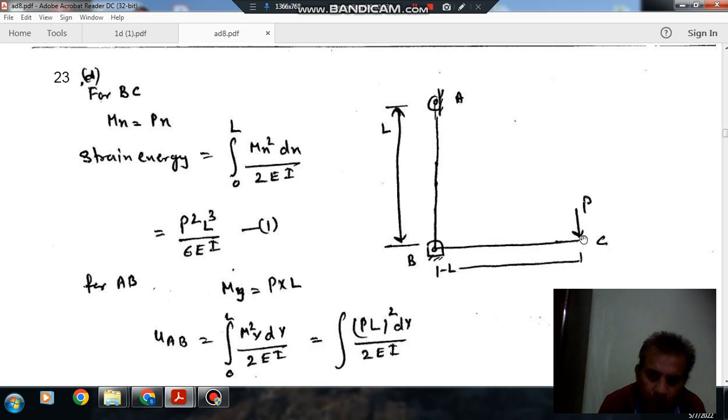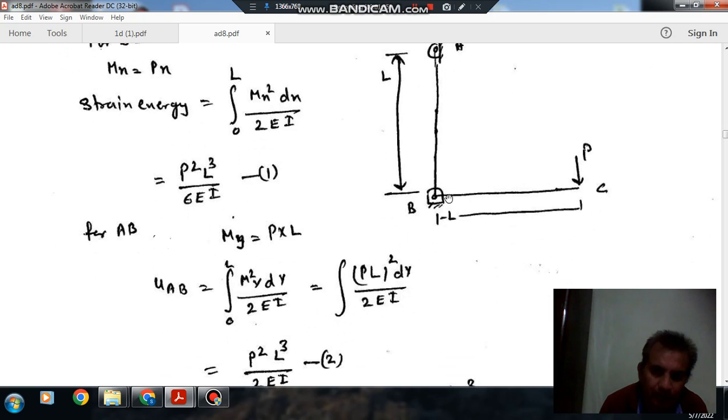Now first of all, finding the strain energy of this part BC. So this is your X, okay, this is your X. So Mx will be P into X. The strain energy will be Mx square dx by 2EI, so it will be P square X square dx by 2EI, and the limits are 0 to L. Integrating, it will be P square L cube by 6EI, as limits are 0 to L. So the strain energy is P square L cube by 6EI.